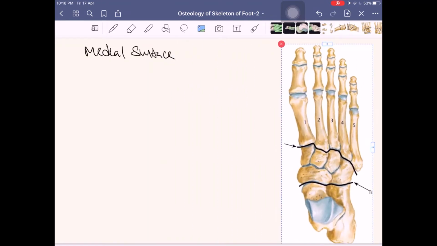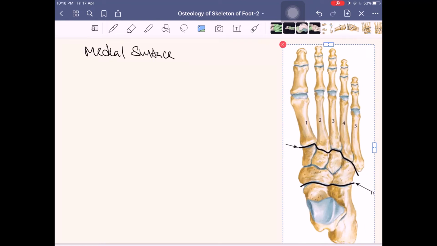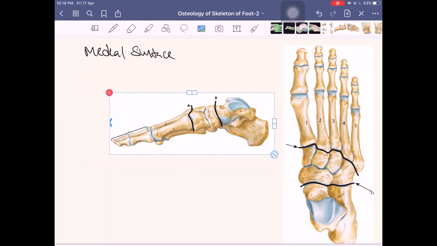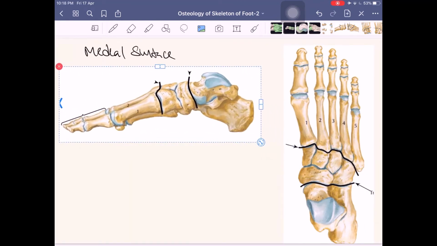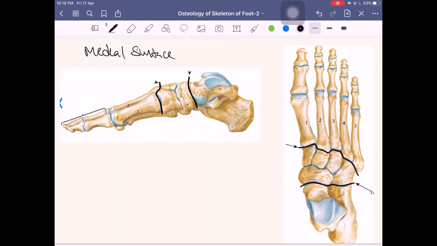So again we put it back. So in this case, and in this case, here this surface is our medial surface, and in this case this surface is our medial surface. So the medial surface is projecting downward. If you draw a line and if you see, this projects downward, so thereby it projects downward.